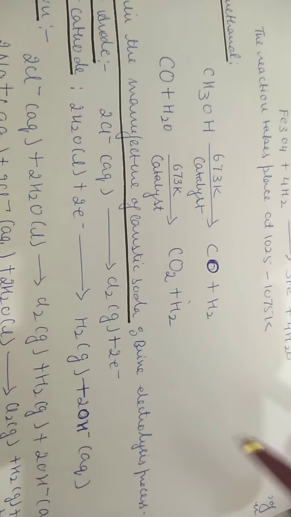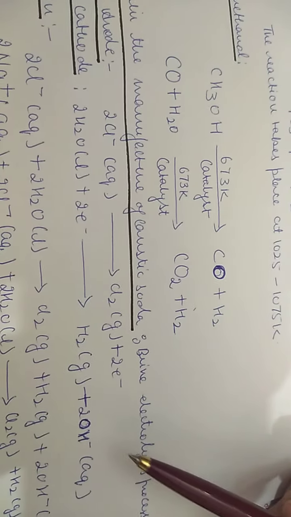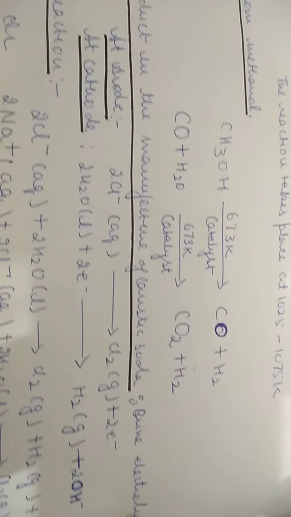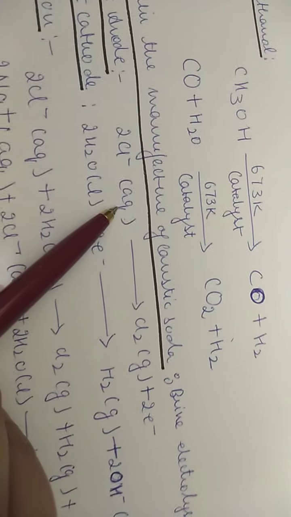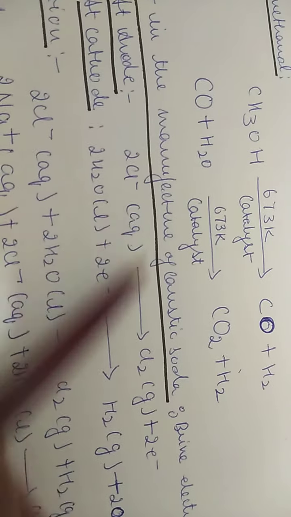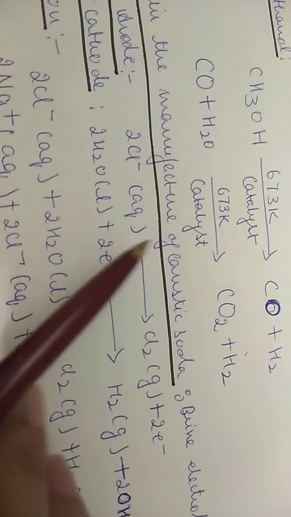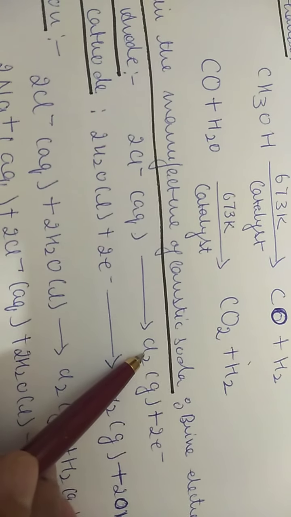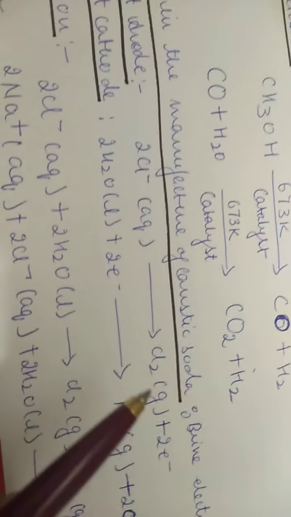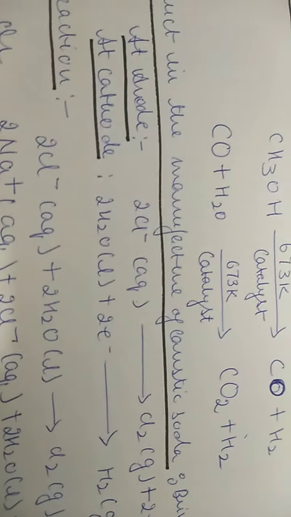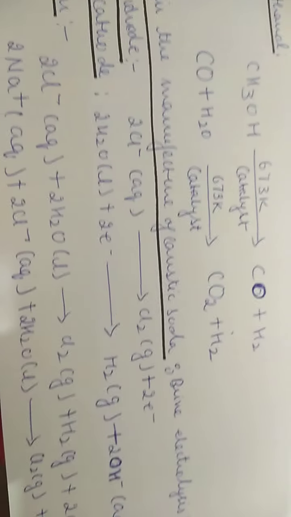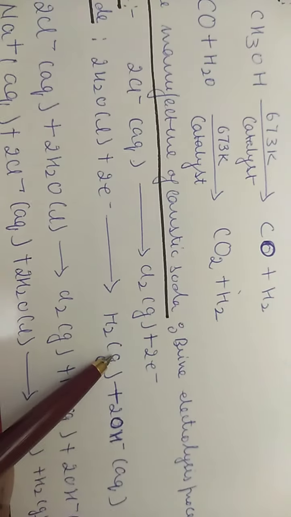If we subject brine to electrolysis, what will happen at the anode? Cl minus ions will move towards the anode in aqueous form. You will get chlorine and oxidation will occur, and electrons will be released. And at the cathode, what will happen? There will be reduction of water. We will get hydrogen gas at the cathode and hydroxide ions.